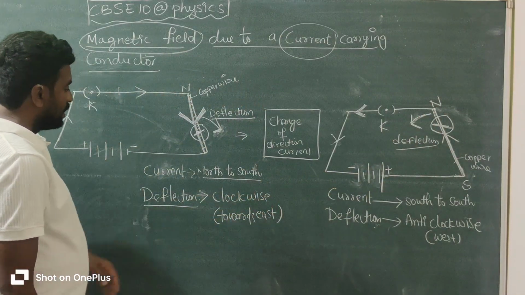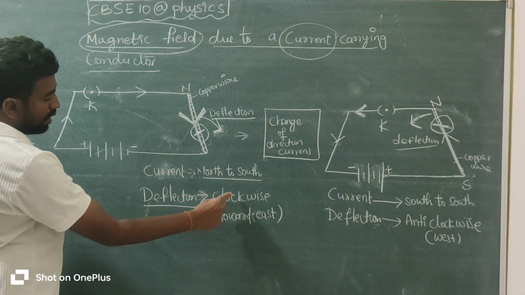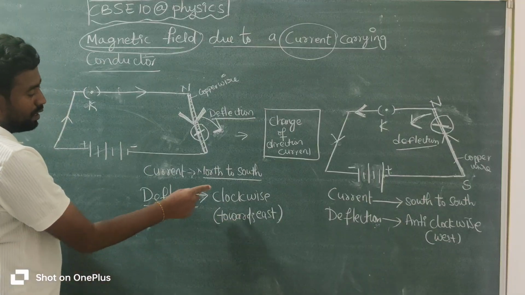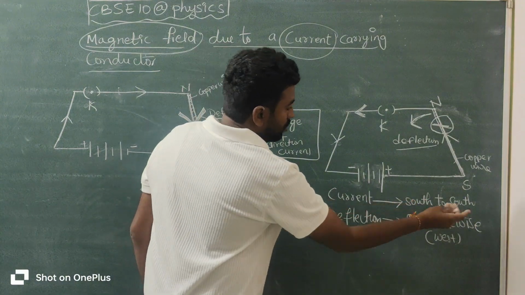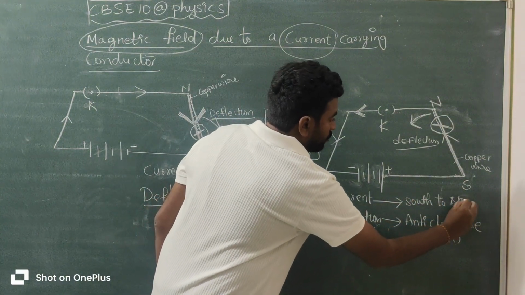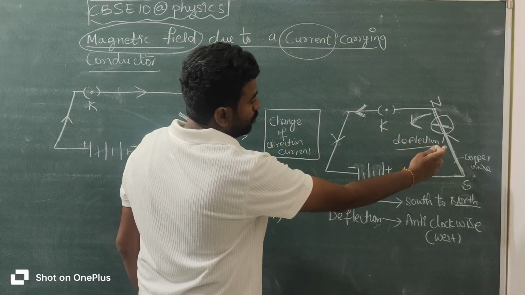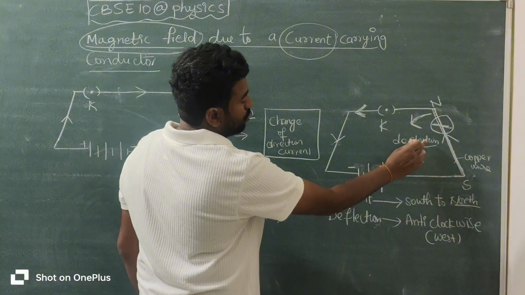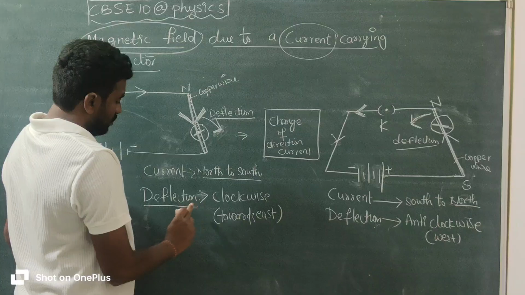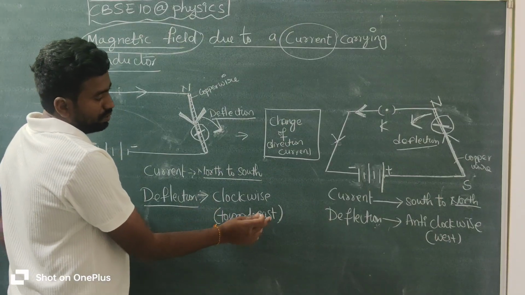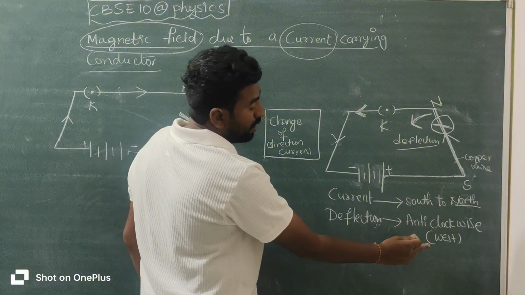From this observation, we can say when the current is flowing from north to south, the deflection of the compass is clockwise, towards east. The magnetic field is towards east. When the current is flowing from south to north, the deflection is towards west. When the deflection is towards left, the magnetic field direction is towards west. Current north to south, the magnetic field is towards east. Current south to north, the deflection is towards west, or anti-clockwise.